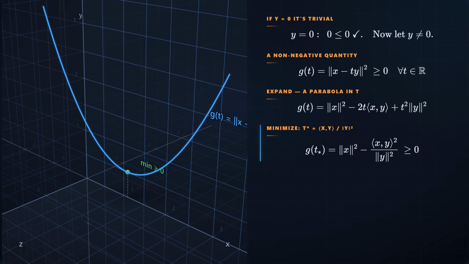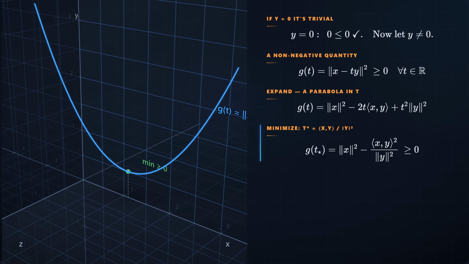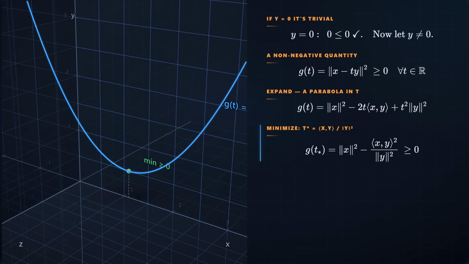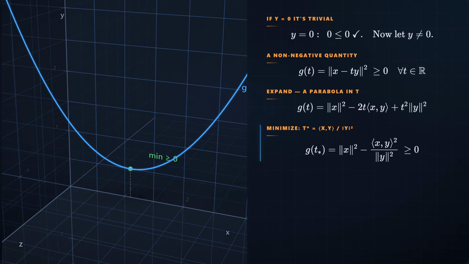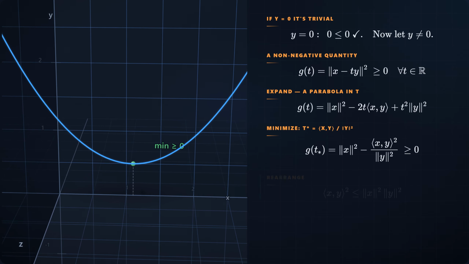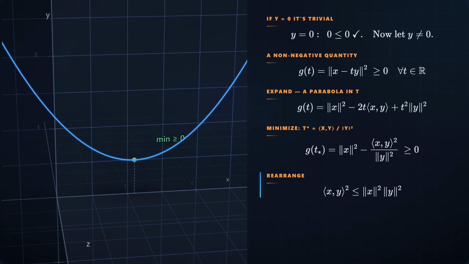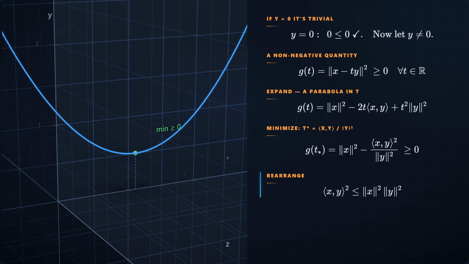Plug in the minimizing t star, the scalar product over the norm of y squared, and the minimum value is the norm of x squared minus the scalar product squared over the norm of y squared, and that must be at least 0. Clear the denominator. The scalar product squared is at most the norm of x squared times the norm of y squared.